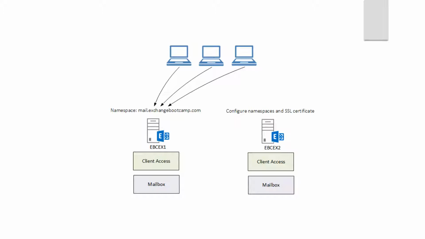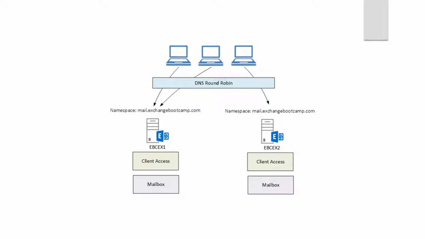Now, because this is a lesson in high availability, what we really want to do is distribute the load across both servers and do it in such a way that if one server was to fail, the clients would be able to connect to the other server and continue accessing their mailboxes. The cheapest and simplest way to do this is through DNS Round Robin.